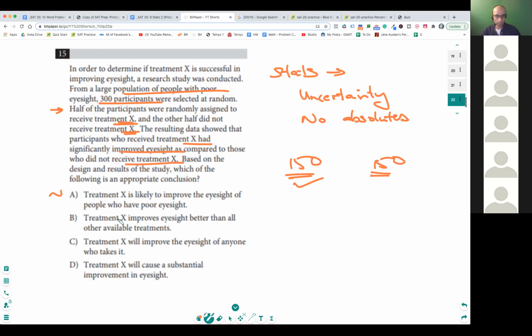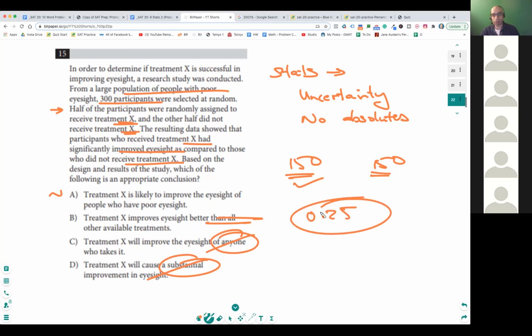And then the second one is improve the sight of people. The next one: treatment X improves eyesight better than all. That's clearly out. They never ever said anything like that. Treatment X will improve the eyesight of anyone. So that's clearly wrong. It's so easy. You can just immediately see these words and cancel them out. And will cause a substantial. Substantial, they never said anything about that. It could improve even, whatever, like 0.025 of your cylinder or whatever. Even if it improves, that's it.